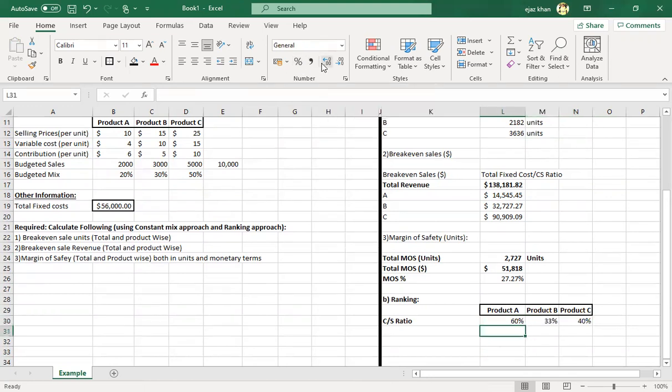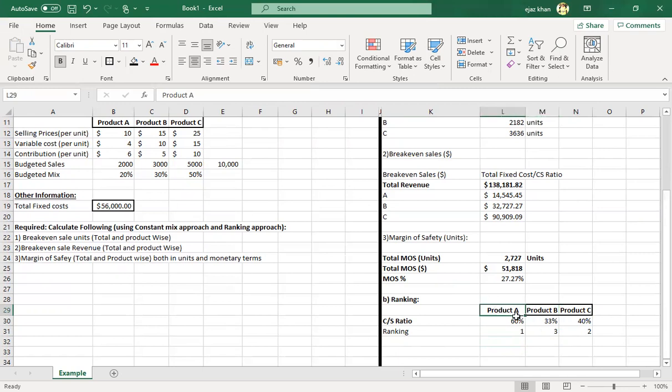We have got the CS ratio figures, and based on this, we'll just do ranking. So the product that generates the highest CS ratio will be placed on top priority. So first, the company will be selling product A. So the demand of product A should be met first. That is the 2,000 units. Then we should move towards product C, and then finally product B. So the company will try to cover its fixed costs firstly by selling product A, then by selling C, and then by selling product B.